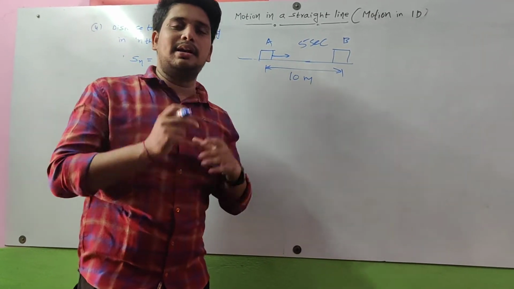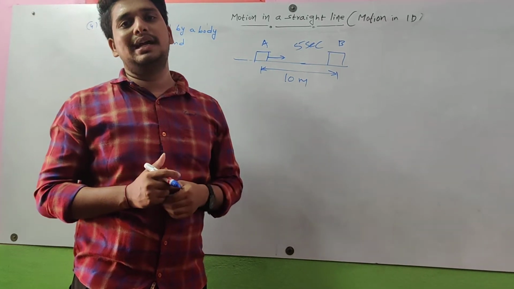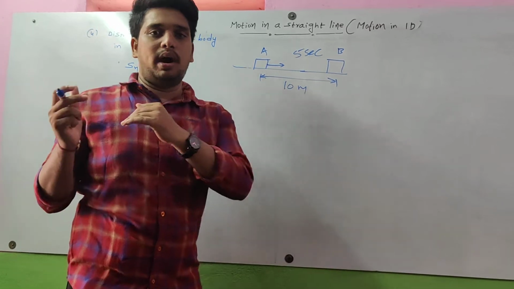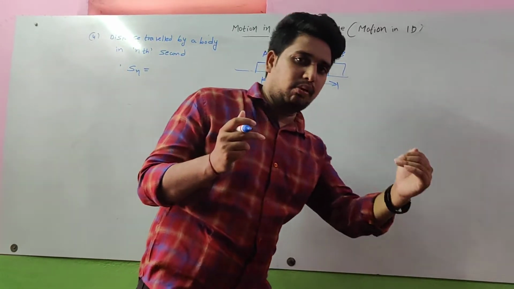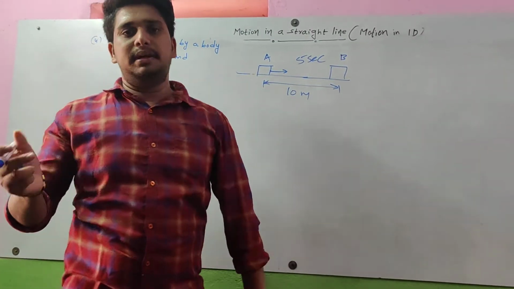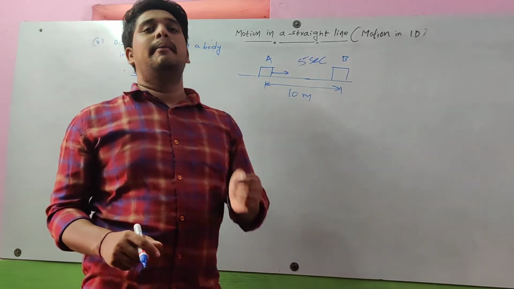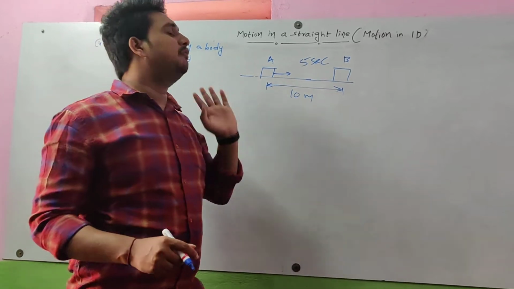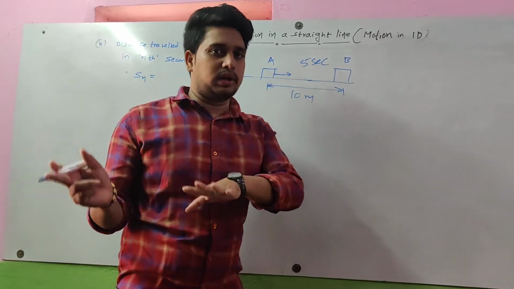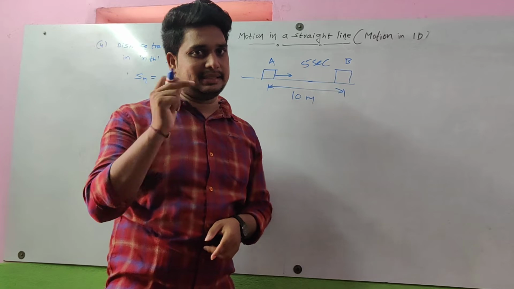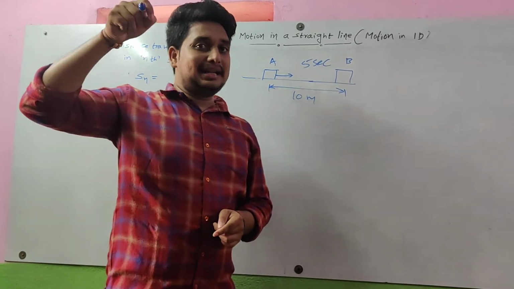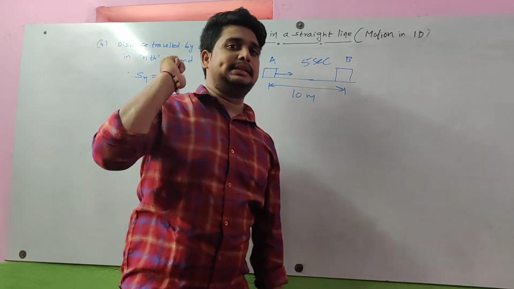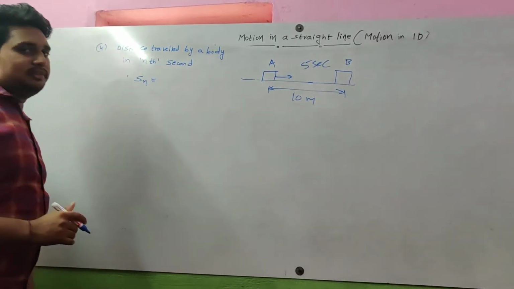Total distance traveled means you apply the second equation. What is the second equation? S is equal to ut plus half at square. Total distance traveled by the body in a particular time means you should apply the second equation. Distance traveled by the body in the nth second means you apply the fourth equation. This is very important. Total distance traveled is indicated by S. For the distance traveled in a particular second, you should take Sn. How to derive this one?